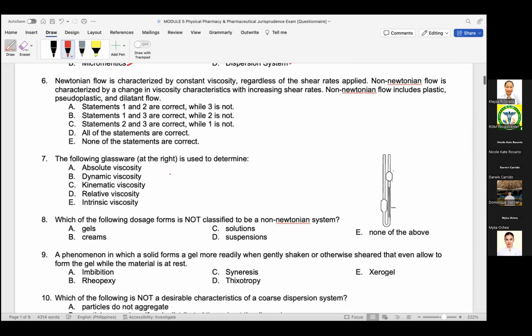Number 6, Newtonian flow is characterized by constant viscosity regardless of the shear rate applied. Non-Newtonian flow is characterized by changes in viscosity characteristics with increasing shear rates. Non-Newtonian flow includes plastic, pseudoplastic, and dilatant flow. There are 3 statements here. First choice, statements 1 and 2 are correct, while 3 is not. Tingnan natin ha. Newtonian flow is characterized by constant viscosity. Is that true or false? That's true. So definitely, tanggalin na si letter E.